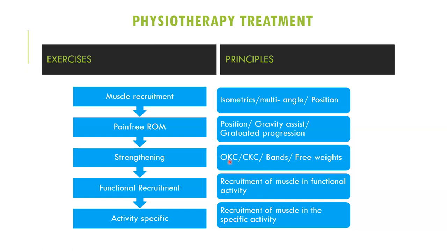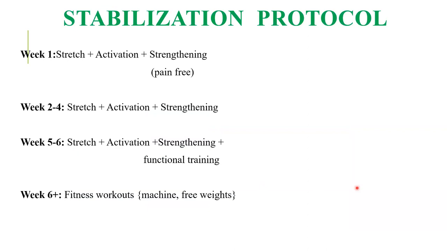Upper body, mostly we will prefer open kinematic exercises. The closed kinematic will be for the stability or the proprioception. And bands and weights are used. Recruitment of the muscle is mandatory at different range of motion. And activity specific, we have to see that the recruitment happens post exercises.